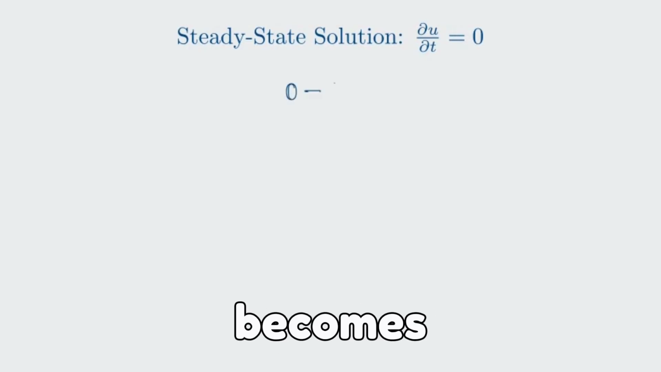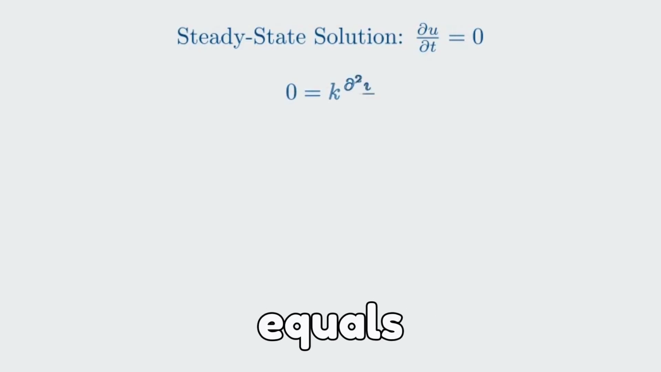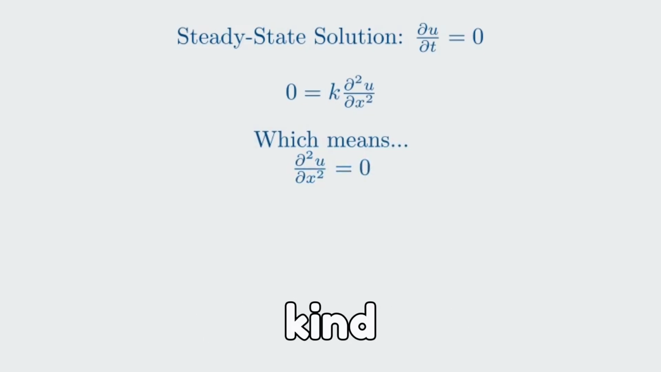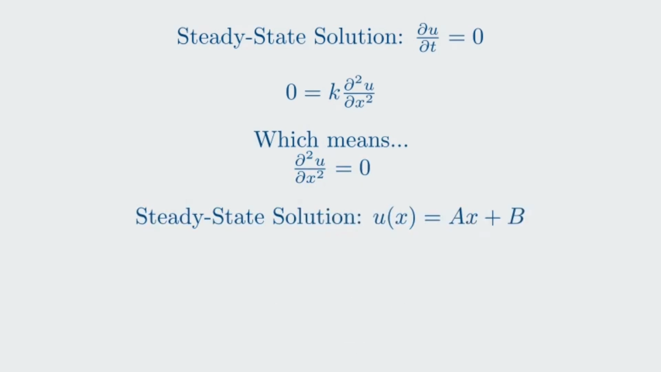The left side becomes 0, leaving us with 0 equals k times the second derivative of u with respect to x. Since thermal diffusivity k is a positive number, this can only be true if the second derivative is 0. What kind of function has a second derivative of 0? If we integrate twice, we find that u of x is equal to a constant a times x, plus another constant b. This is the equation of a straight line. So, the steady-state solution to the heat equation is a linear temperature profile.